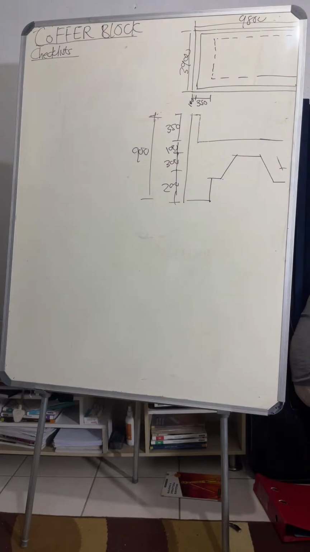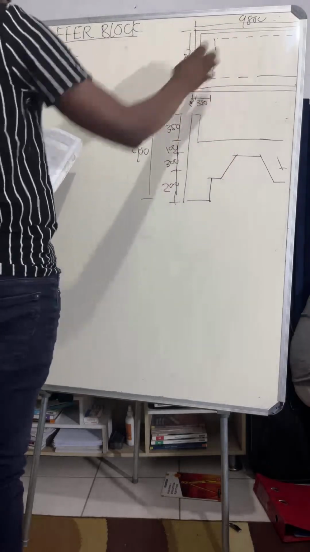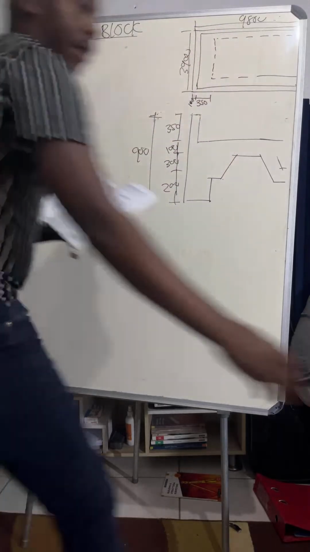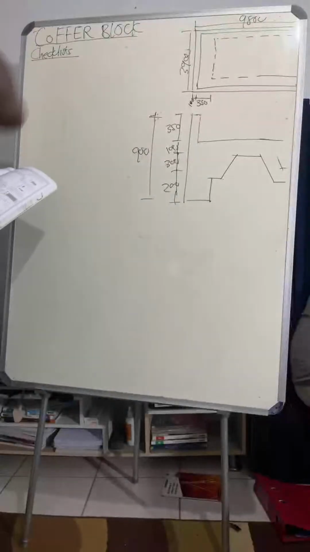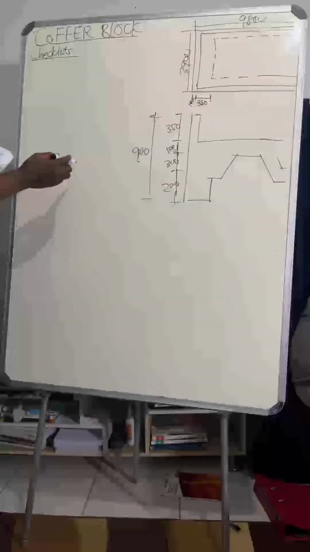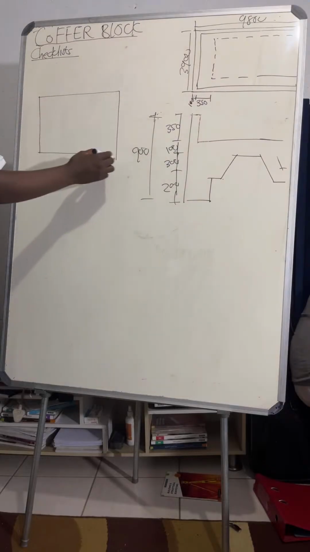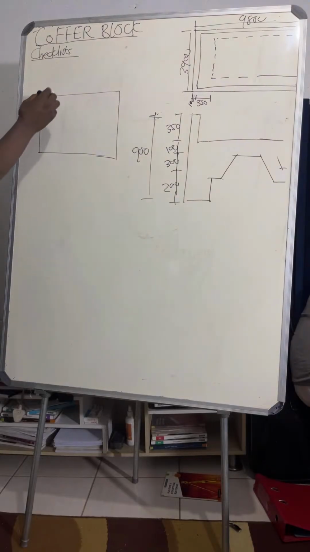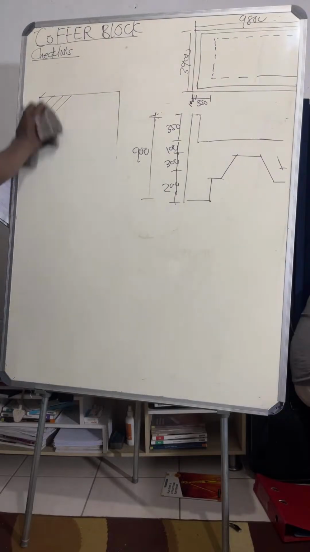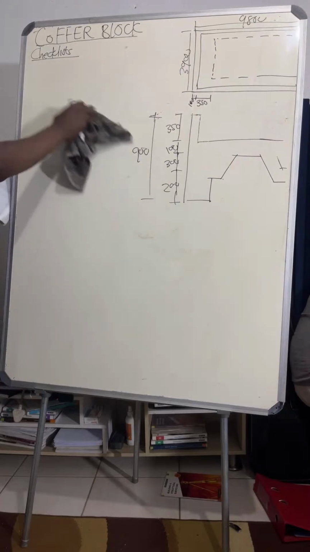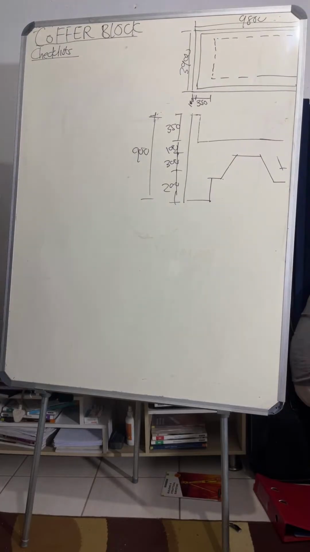Now, the diagram shows the top view and the vertical section. This is the top view. I will erase some of the things. So this is what we are going to have: a slab. I'm going to talk about a slab. Let me just draw it in 3D.